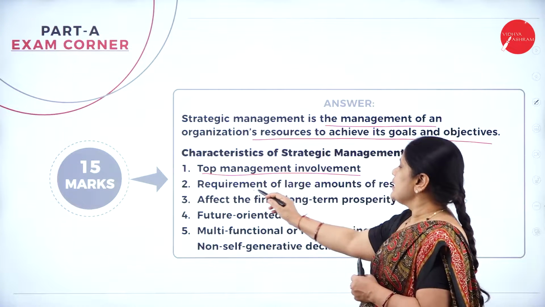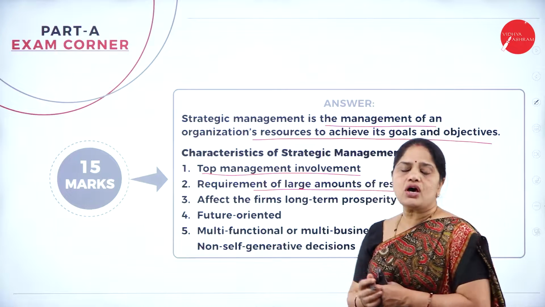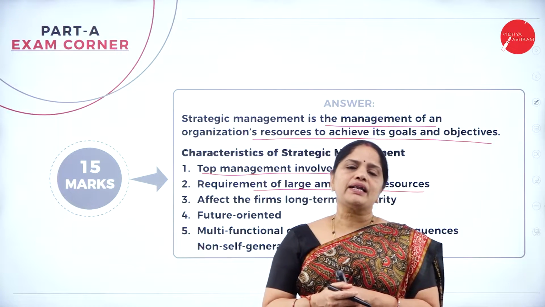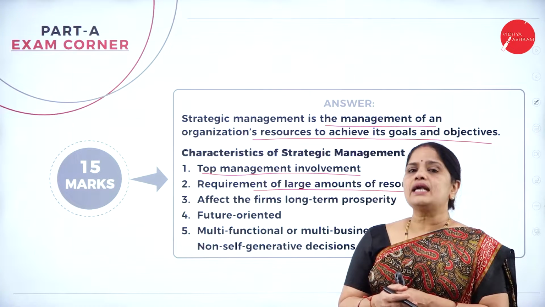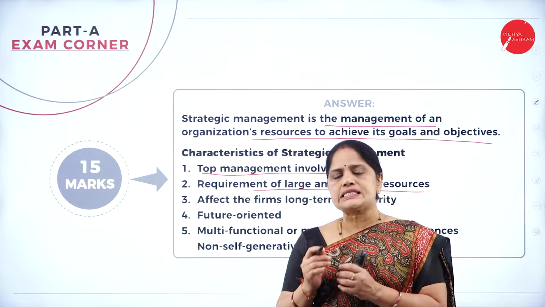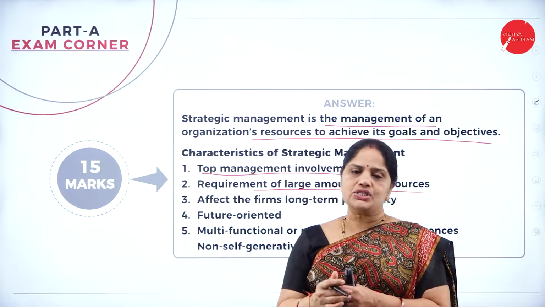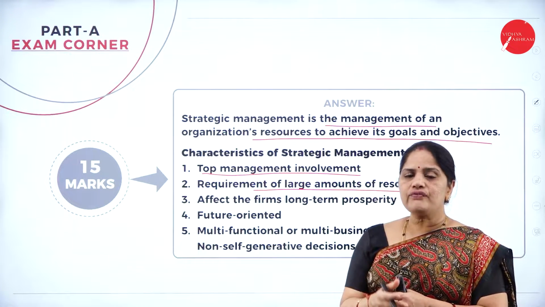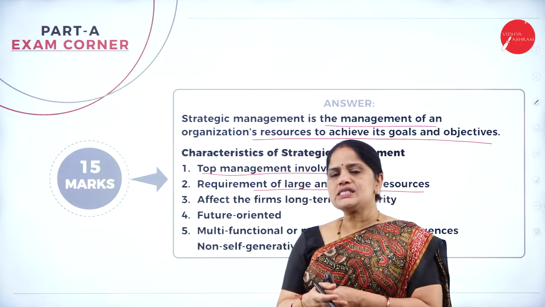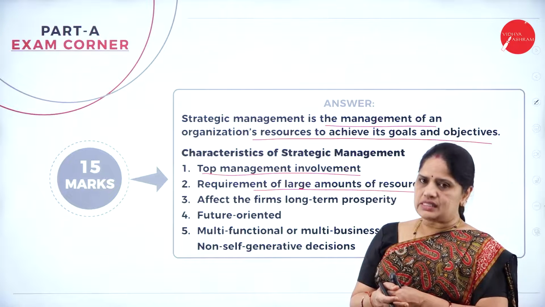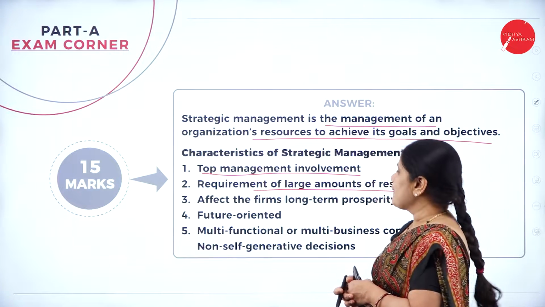Then, second one is requirement of large amounts of resources. Whenever we need to have strategic management, we should understand that allocation of resources is necessary to implement any strategy, be it any plan or any strategy. The allocation of resources is necessary, and as such, top management involvement is required in this strategic management.